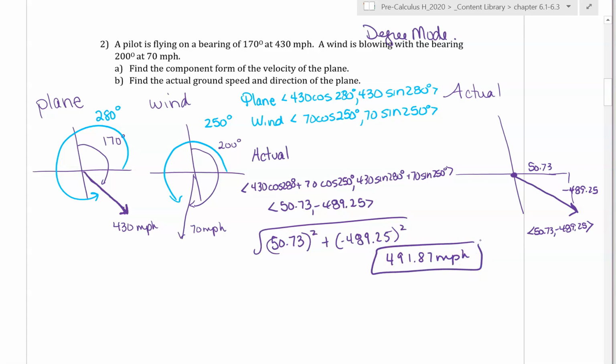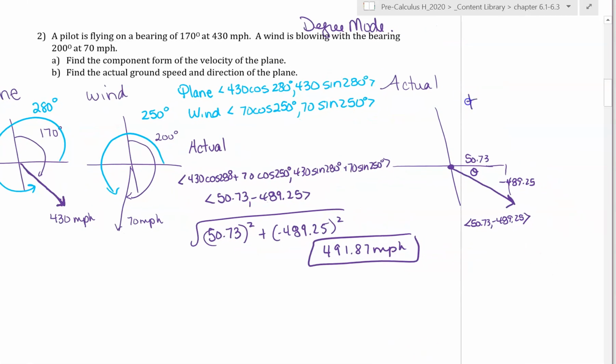Now, as far as the direction goes, we need this angle right here. So you can use trigonometry. Again, make sure you're in degree mode. And that's a 3. Good job. Okay, so inverse tangent, and we end up with an angle of negative 84.08.